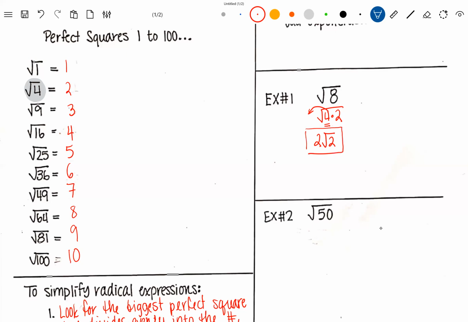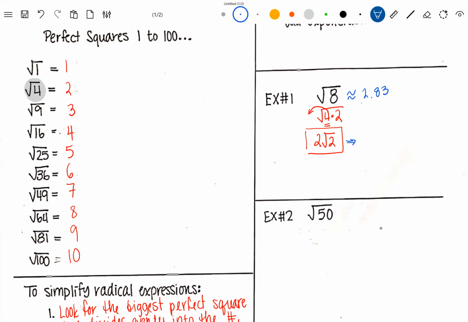So square root of 8 and 2 square root of 2 are equivalent. That means they're the same, they're worth the same value. So if I type square root of 8 into my calculator, that is about 2.83.